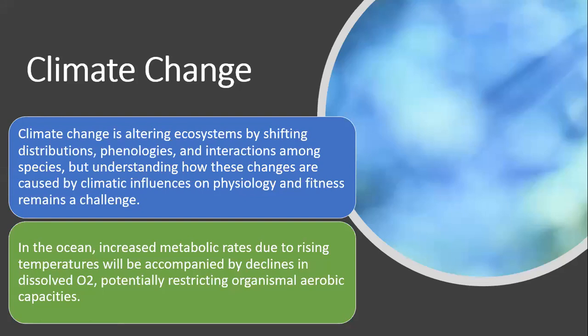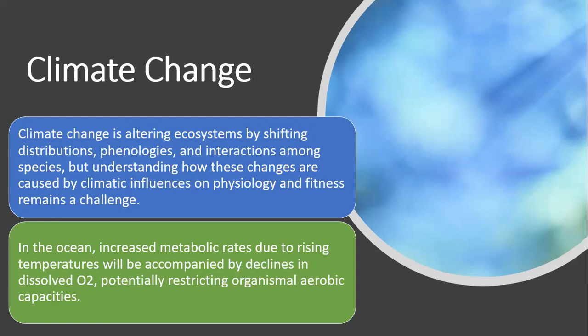So we understand that climate change is altering ecosystems by shifting distributions, and we just talked about phenologies. Phenology speaks to their physical characteristics. We just spoke about them shedding some fur if the place is too hot. Or if they were living in a very hot area and the place started to get cold and snow started falling, then that organism might start to grow some fur. So that helps to keep them warm. So that is changes in physical characteristics.